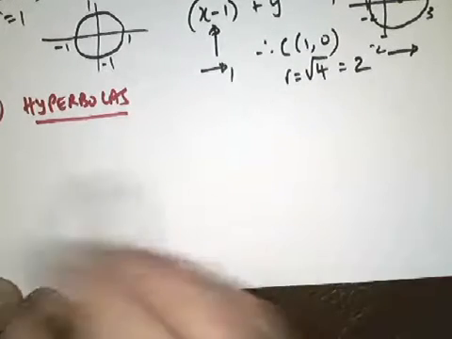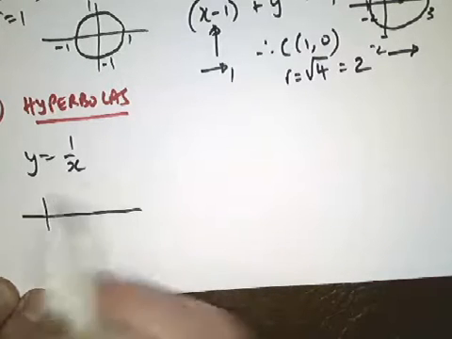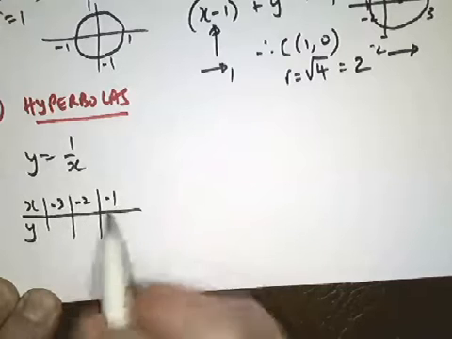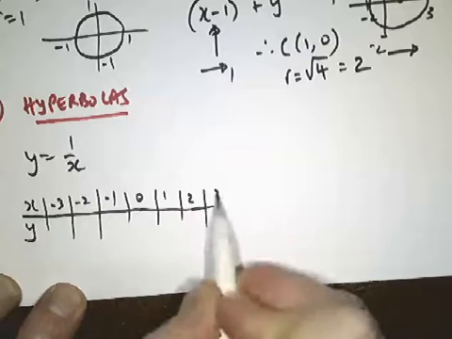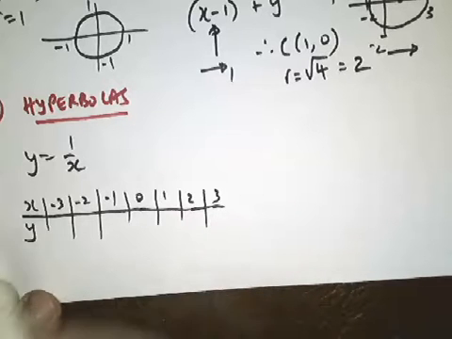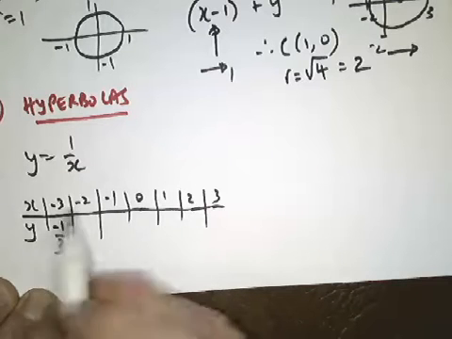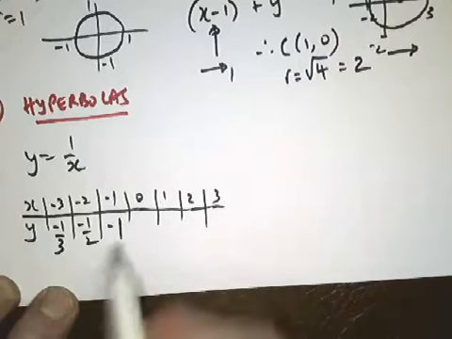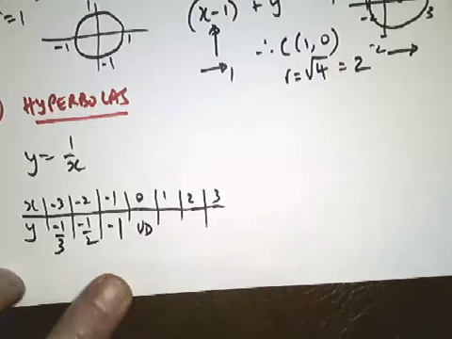And with hyperbolas, y equals 1 on x. Again, if I was to look at a set of values, -3, -2, -1, 0, 1, 2, 3, y is going to equal 1 on x. So when x equals -3, it's -1/3. When x is -2, it's -1/2. When x is -1, it's -1. When x is 0, it's undefined. I can't have a division by 0.